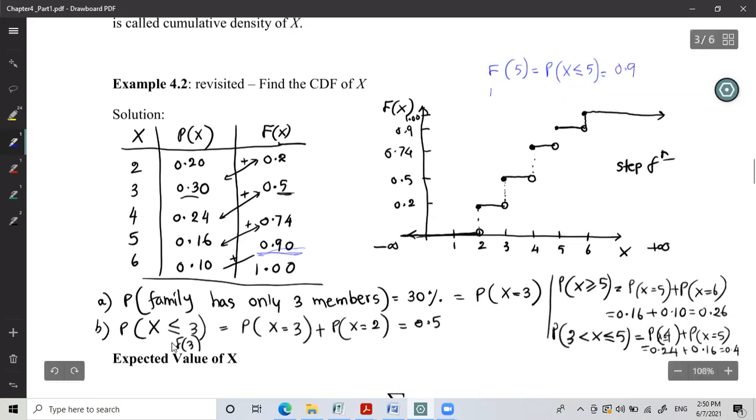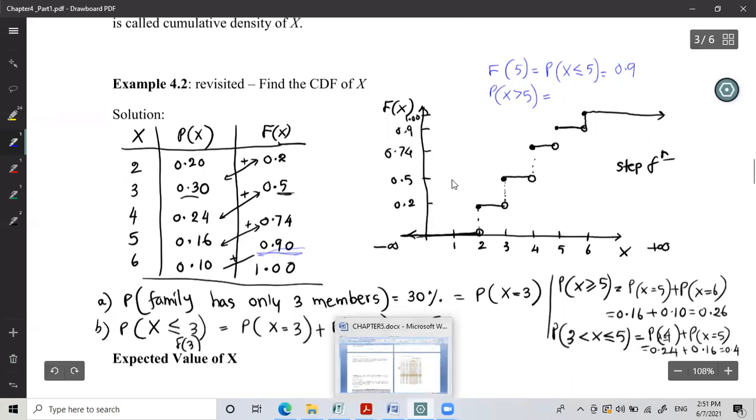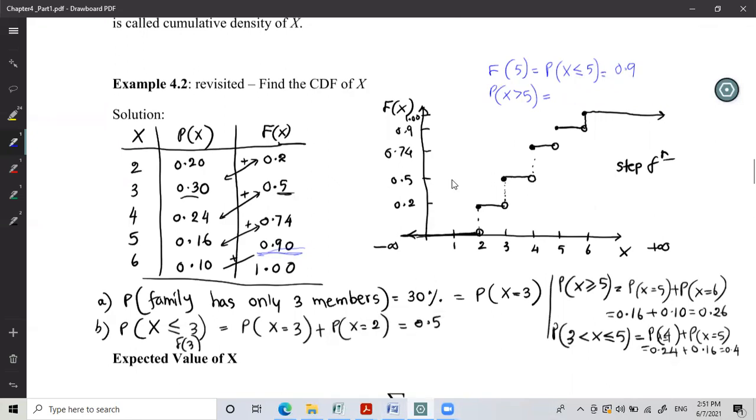Okay. Now, what is X greater than 5? Probability X greater than 5. How do you find that? Any shortcuts that you can remember for P(X greater than 5) rather than using the table? You have X less than or equal to 5. Now you need X greater than 5. What is the concept that you can use?